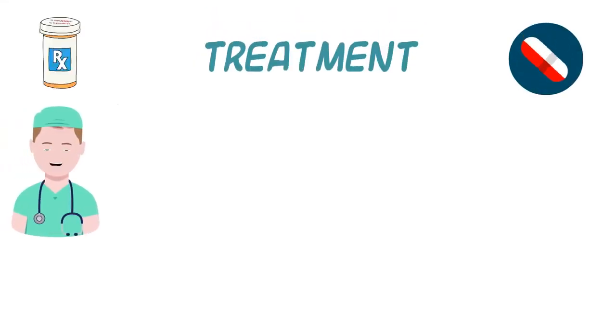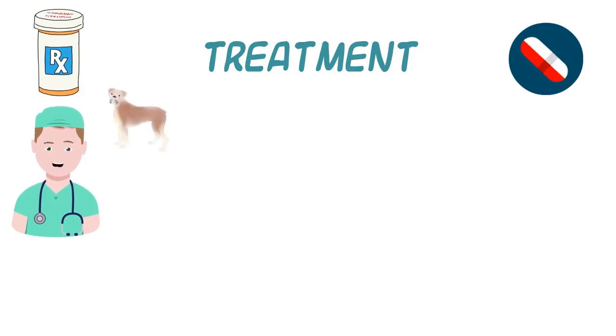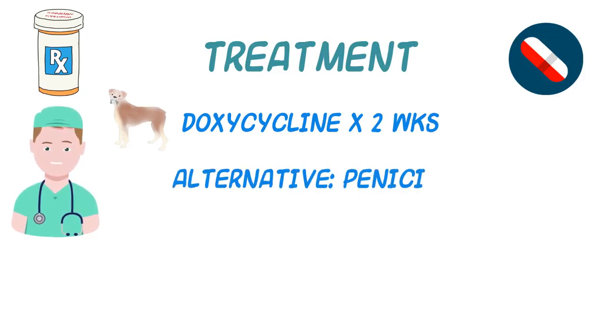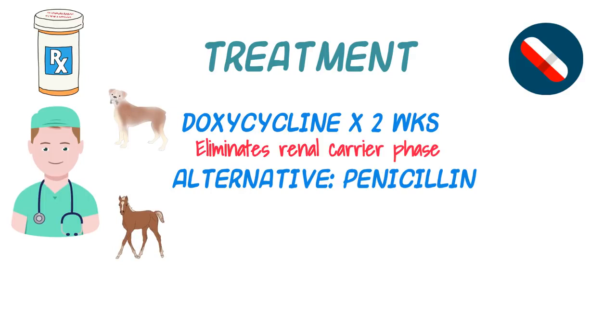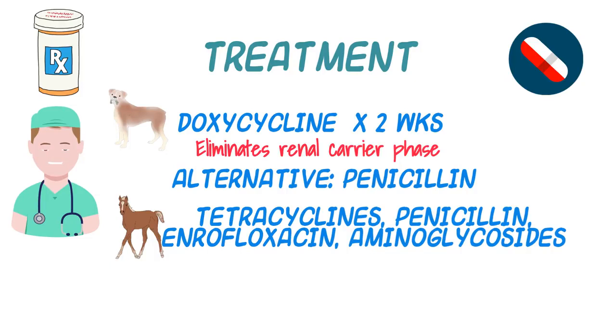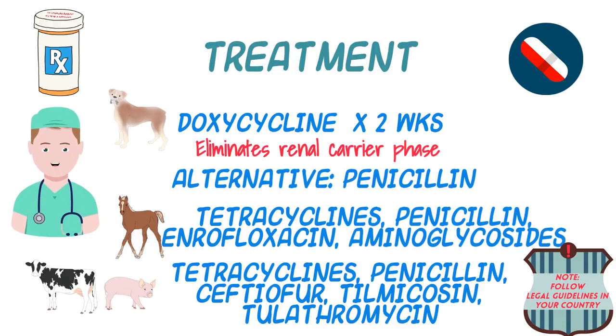Antimicrobial treatment of leptospirosis varies somewhat between species. In the dog, a 2-week course of doxycycline is preferred, but for animals not tolerating it, penicillin can initially be used. Doxycycline should eventually be used to eliminate the renal carrier phase. In horses, in addition to tetracyclines and penicillin, enrofloxacin and aminoglycosides have been used. In ruminants and swine, tetracycline, oxytetracycline, penicillin, ceftiofur, tilmicosin, or tulathromycin have been used. To remove the renal carrier state, oxytetracycline is recommended.